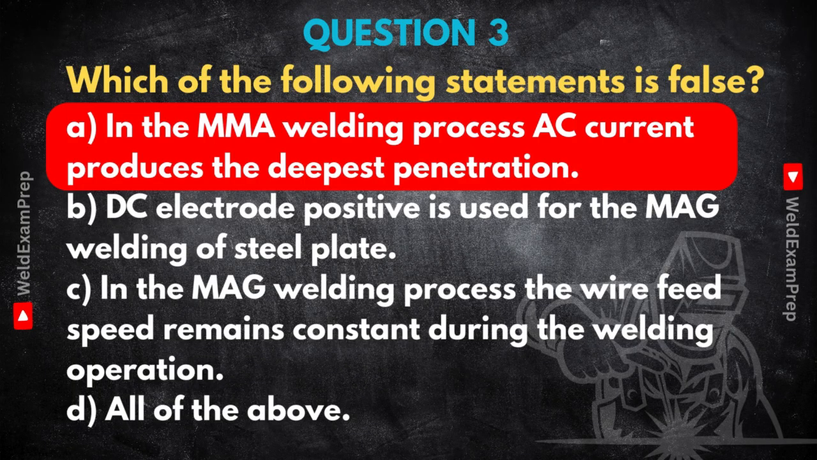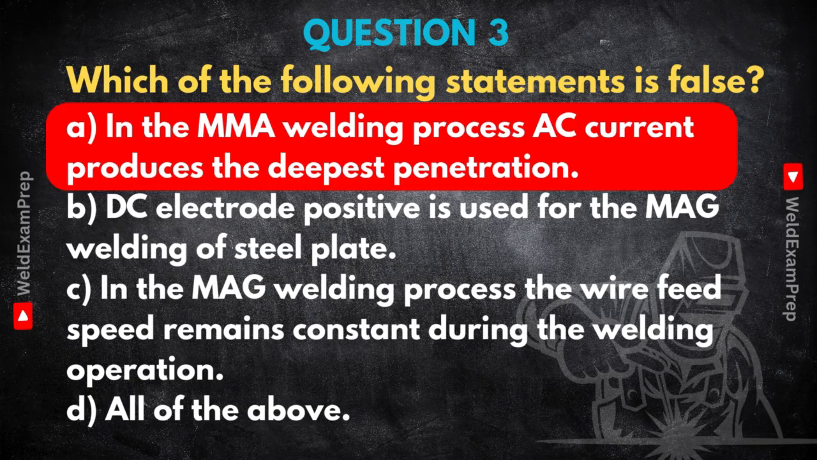So if A is false, that means B and C must be true. Correct. Statement B, DC electrode positive is used for MAG welding of steel plate. Absolutely true. That's the standard setup for good penetration and arc stability on steel with MAG. Right. And statement C, in MAG welding, the wire feed speed remains constant. Yes, for conventional mechanized MAG, the WFS is typically set and held constant to maintain a stable arc and consistent deposition. So what's fascinating here is really knowing those fundamental differences in how current types behave across different processes. MMA, MAG, TIG, they all have their own nuances with polarity and current type. Definitely something to lock in.